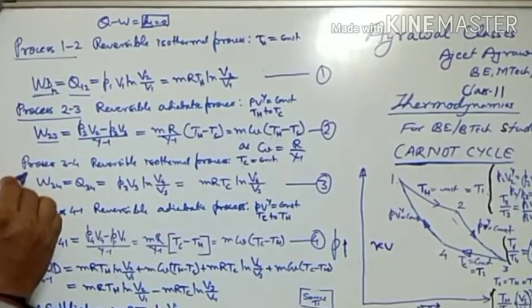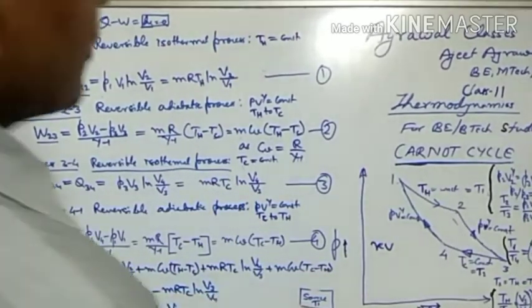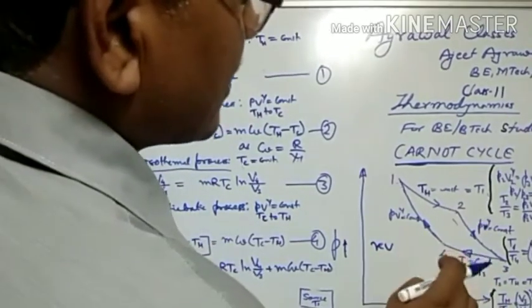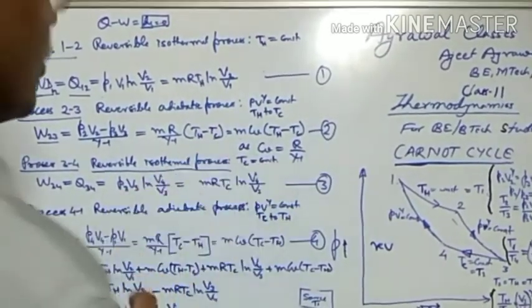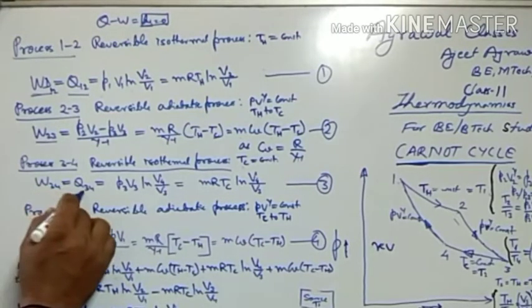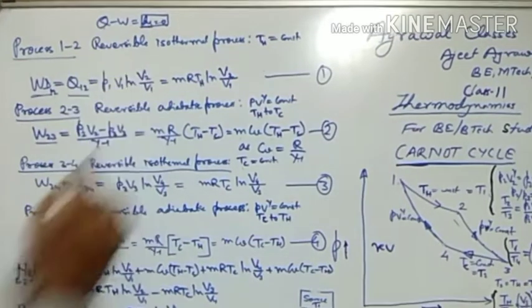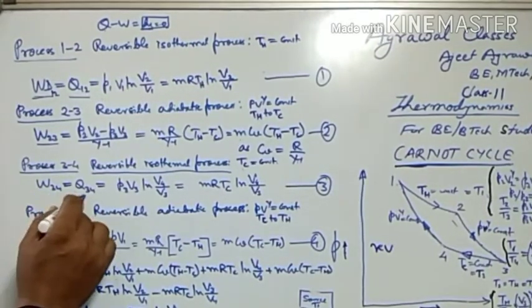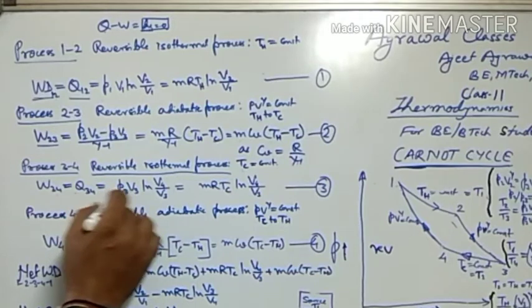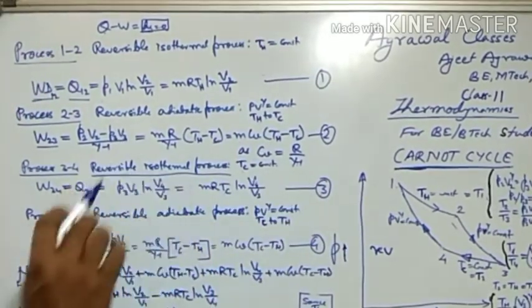Now let us find out the work done during the process 3-4. This process is a reversible isothermal process taking place at temperature TL or TC, the lower or cooler temperature. TC is equal to constant. So the work is given as W34 equals Q34. Again, the change in internal energy is 0 because it is an isothermal process, so Q equals W. So W34 equals Q34 equals P3V3 log of V4 upon V3, and this P3V3 can be written as mRTC log of V4 upon V3.